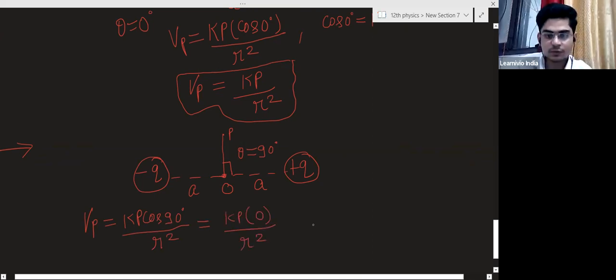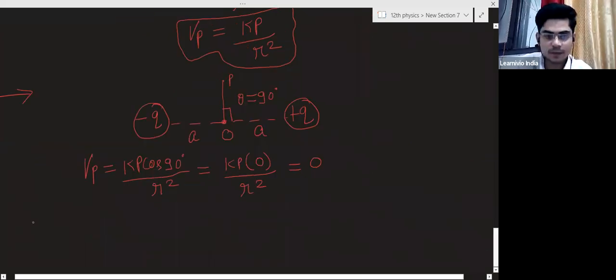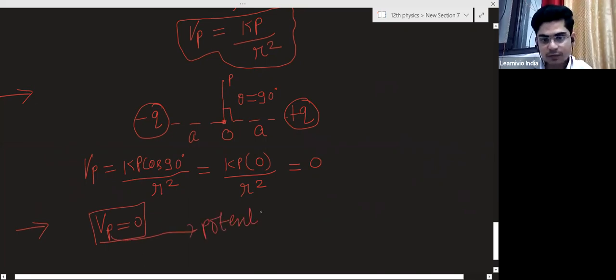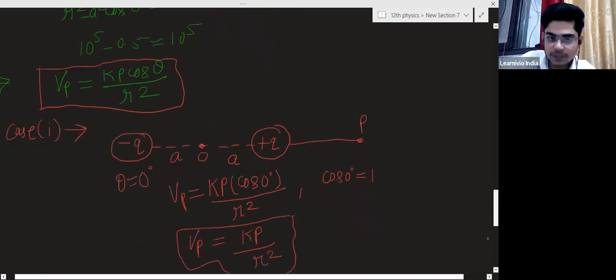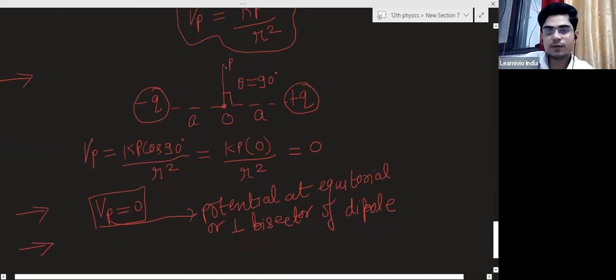So this value will be 0. Okay, this value will be 0. So it means that this is the value of potential at the equatorial or perpendicular bisector of the dipole. Okay. So actually, this point is the location on the perpendicular bisector.